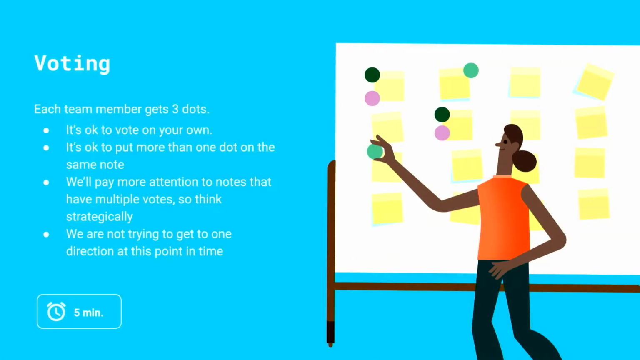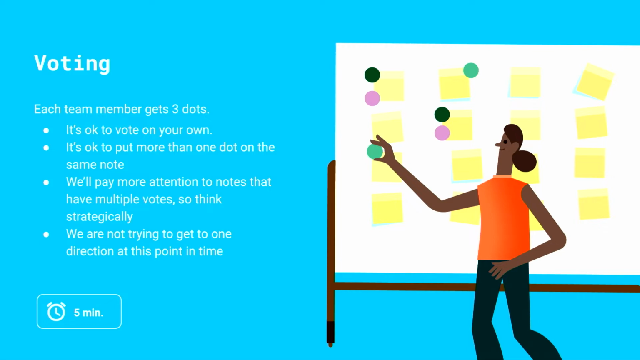The rules are, it's okay to vote on your own idea. It's okay to put more than 1 dot on the same note. We'll pay more attention to notes that have multiple votes, so think strategically. If one already has 5 votes on it, then you can spend it somewhere else.